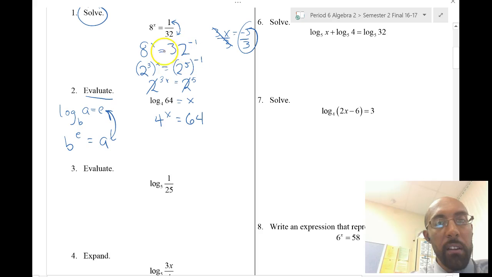And then I'm going to do the same thing I did above. What number could I change these to so that they have the same base? Well, I know that 4 is a root of 64.